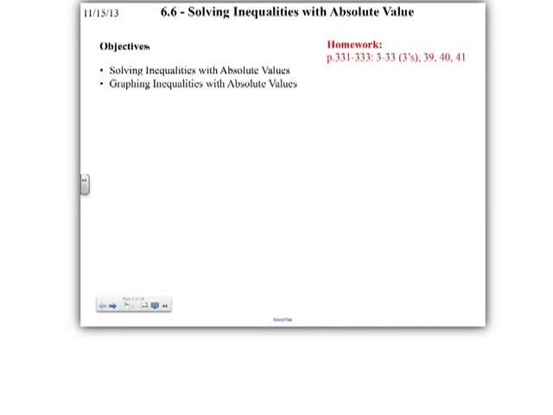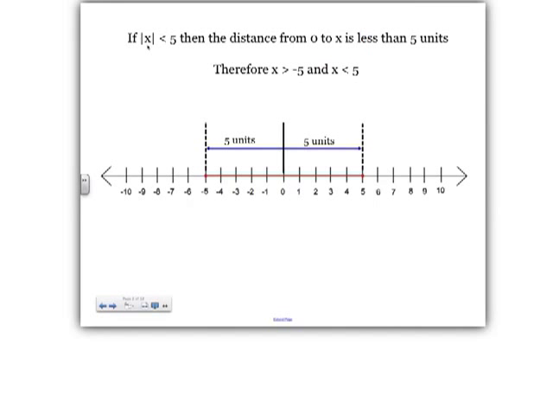So let's take a look at our first example here. We have the absolute value of x is less than 5. Well, remember yesterday, if we had the absolute value of x equaled 5, that would mean that x could either be 5 or x could be negative 5. So what that tells me is that here, there's probably two separate solutions.